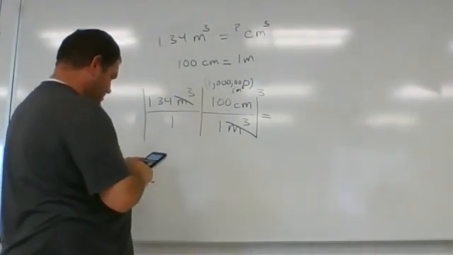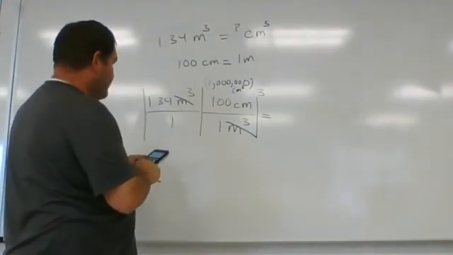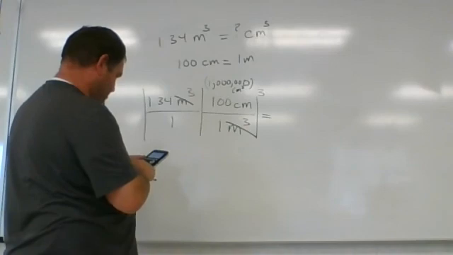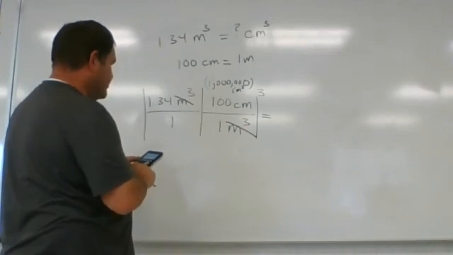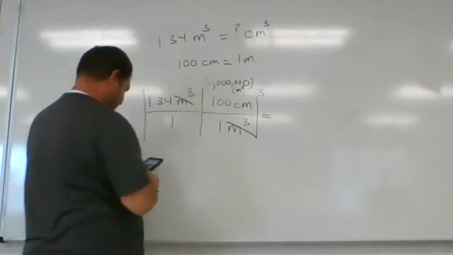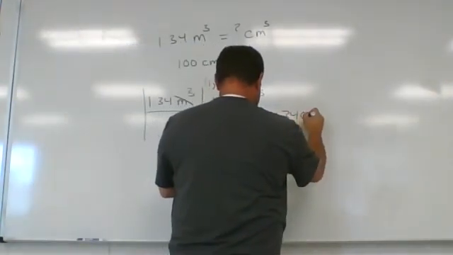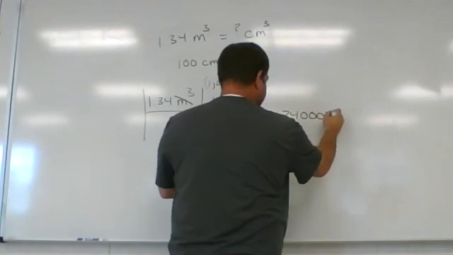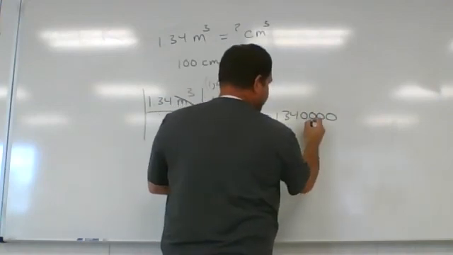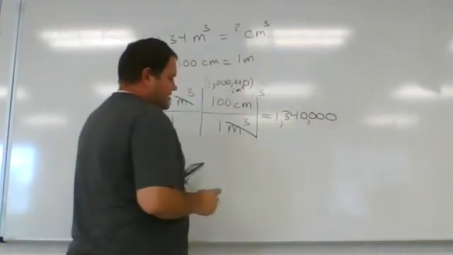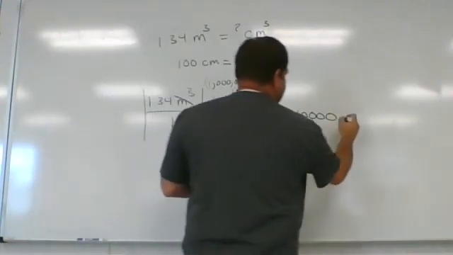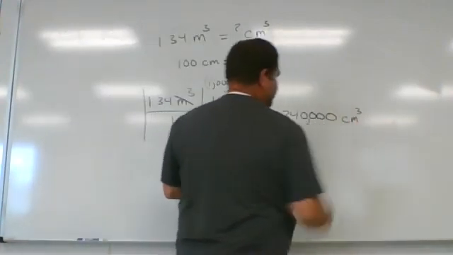So I'm taking my 1.34, multiplying by 1,000,000, and then dividing by 1, and I get 1,340,000, okay? So put in my commas here. So there's my answer in cubic centimeters, all right?